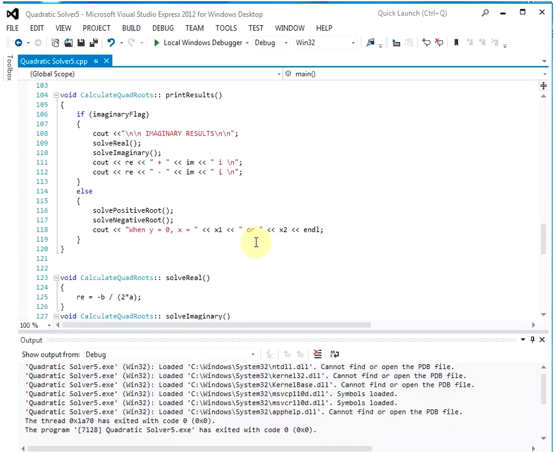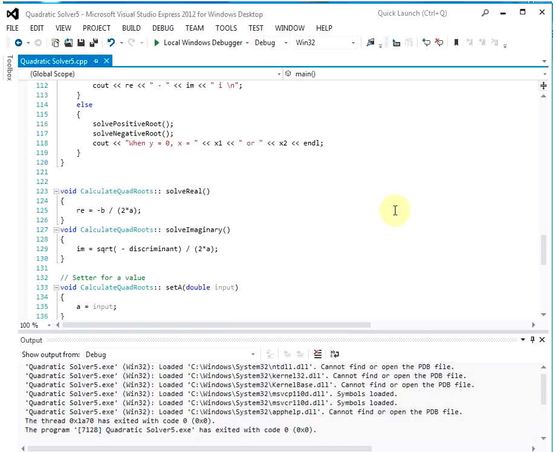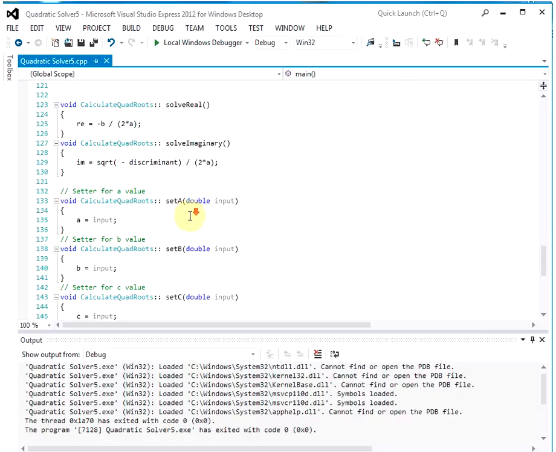And let's look at the print. Here's print results. If imaginary flag is true, right, that's what that says, therefore I have an imaginary result. I calculate solve real, solve imaginary, and I output those results. And I concatenate that string with the value i, and you show that i there for imaginary. If it's not true, that means if I have a real solution, I then calculate positive and negative, and I output the x and the x1 and the x2. Again, if they're equal, you're going to get equal values here. That's it.